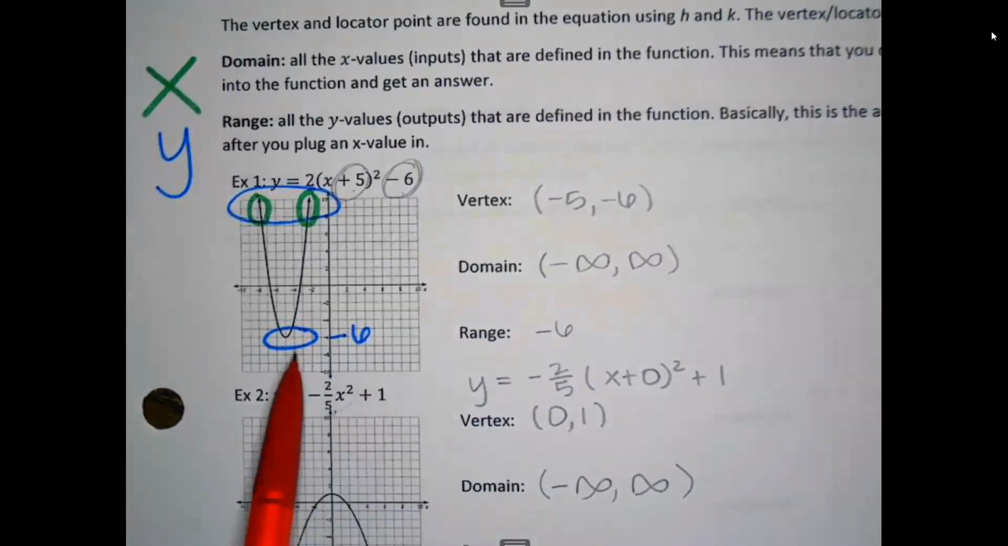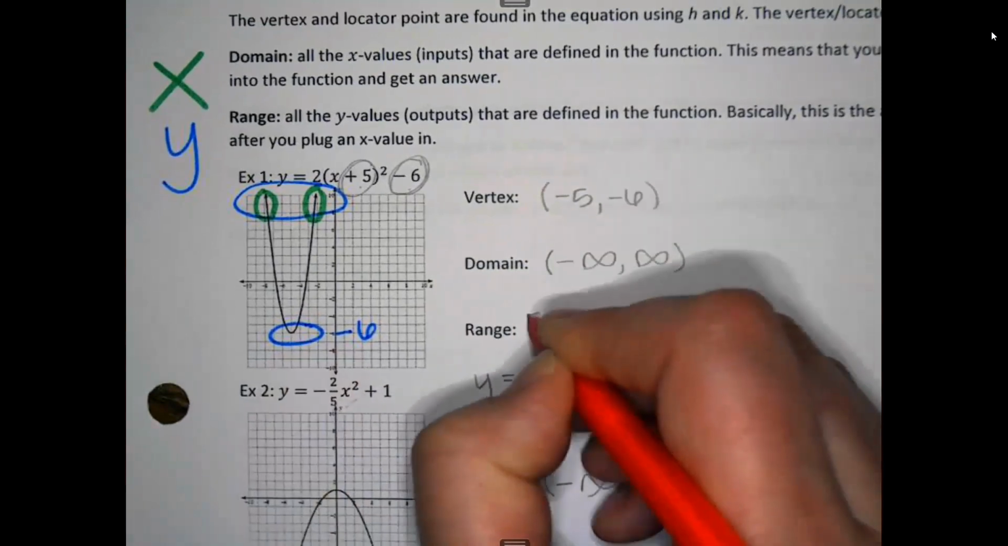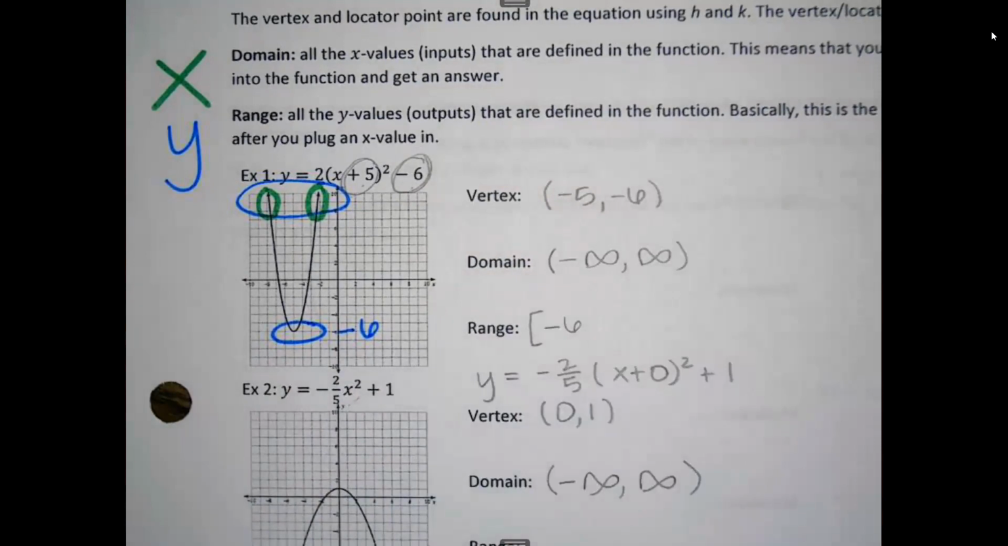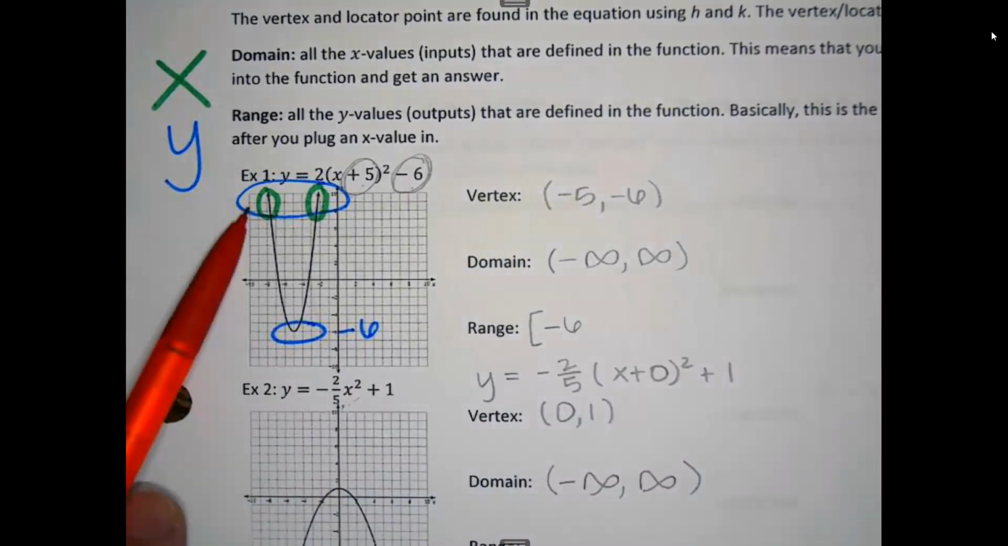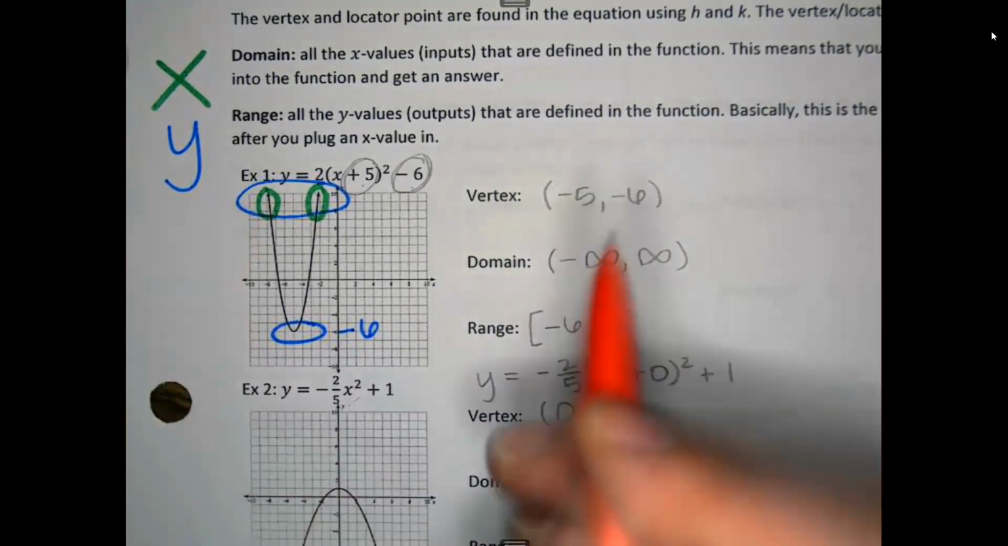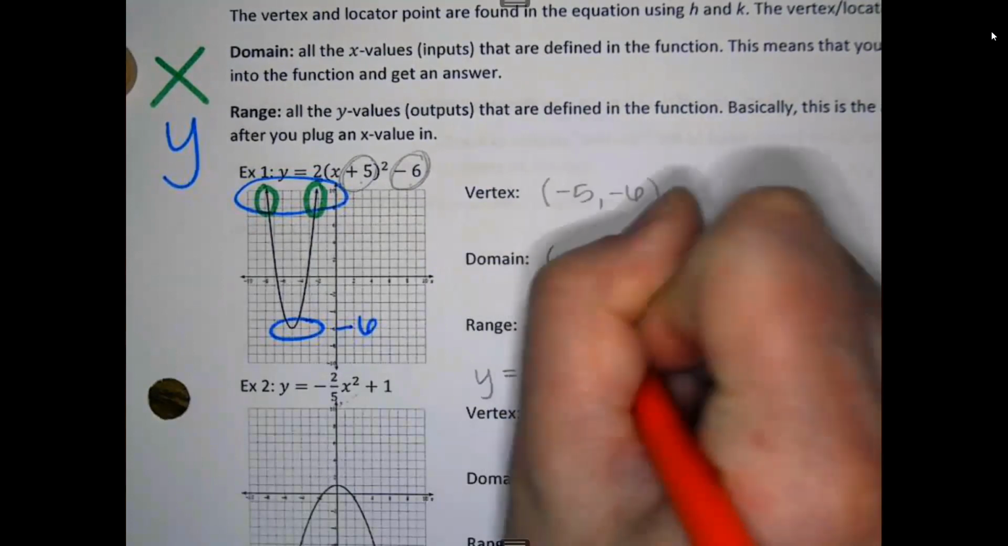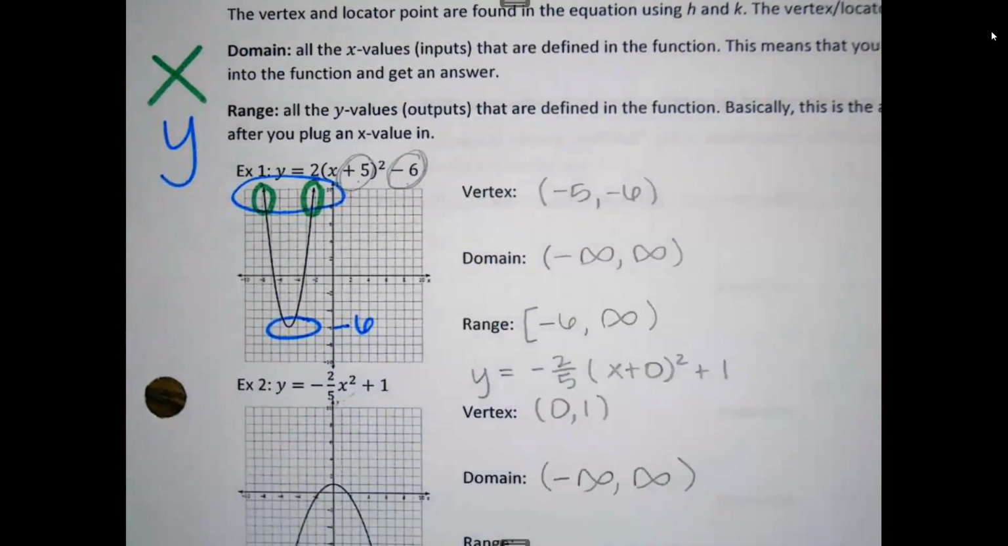And then is -6 a number that I can see and put my finger on? Yes. So I'm going to put a bracket. Perfect. And then what do we see for the top of our graph? Positive infinity, because we have some arrows that are going up. And so arrows mean forever. So that's infinity. Okay. And remember, infinity always gets a parenthesis.